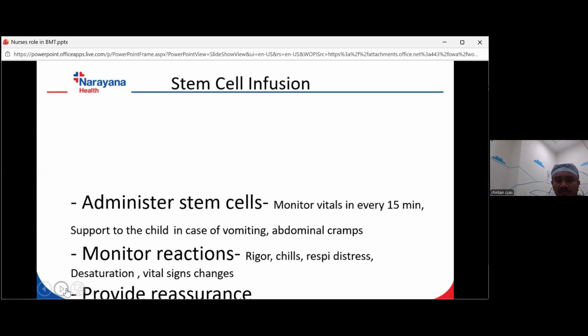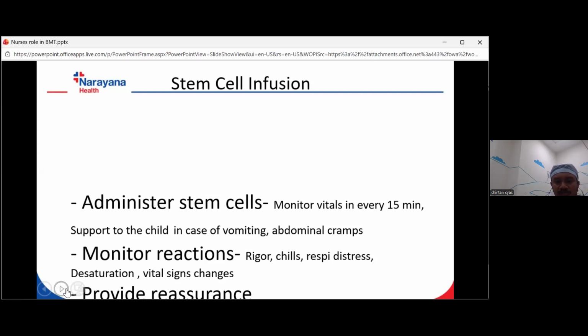Then the stem cell infusion phase. On the day the cells are given, the staff must be aware of the process of administering stem cells. In between, we have to monitor vital signs every 15 minutes, and the nurse must support the child in case of vomiting, abdominal cramps and muscle contractions. And monitor for reactions immediately after the transfusion, and also in the middle of the transfusion, as the patient can develop rigors, chills, respiratory distress, desaturation and any PEWS score changes.